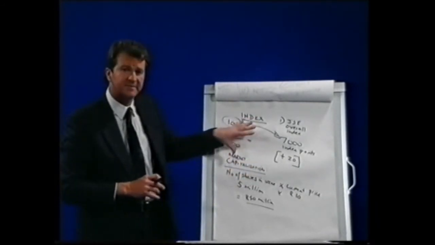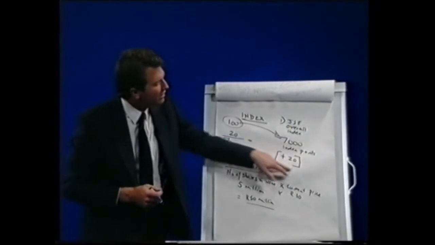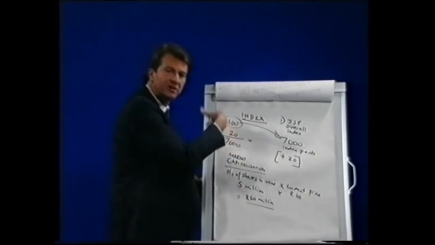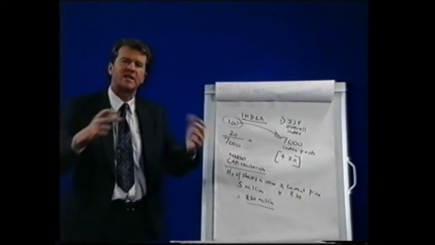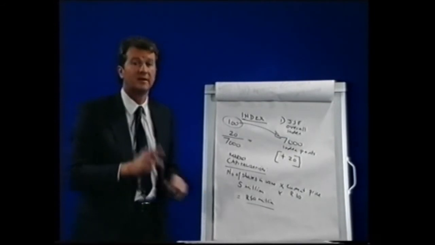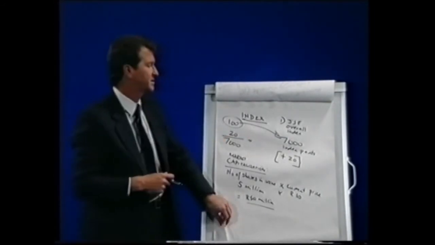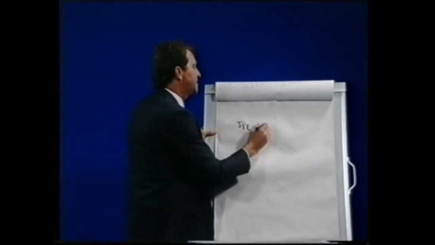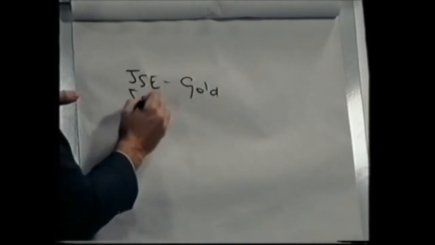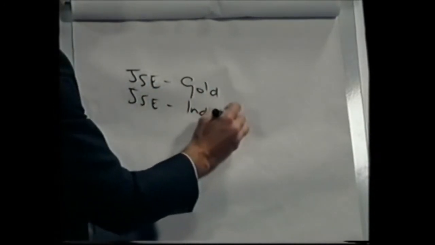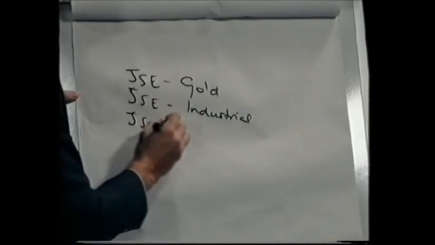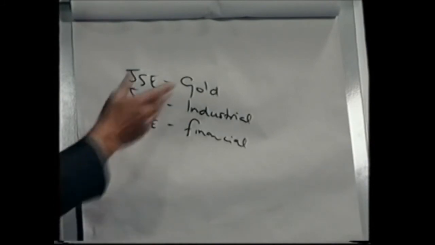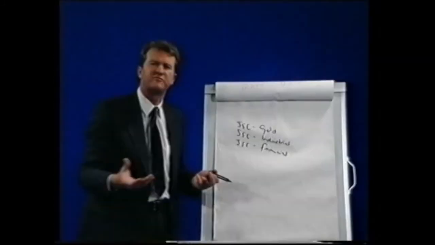So that's the concept of an index, and it gives us an understanding of how the market performed yesterday. We can see the market went up by 20 points. We can convert that to a percentage and get some understanding of the overall performance of the market. But in addition to the overall index, you may also see on your television screen the JSE Gold Index, or the JSE Industrial Index, or the JSE Financial Index. In other words, we are also given information about various sectors within the market and how they've performed.